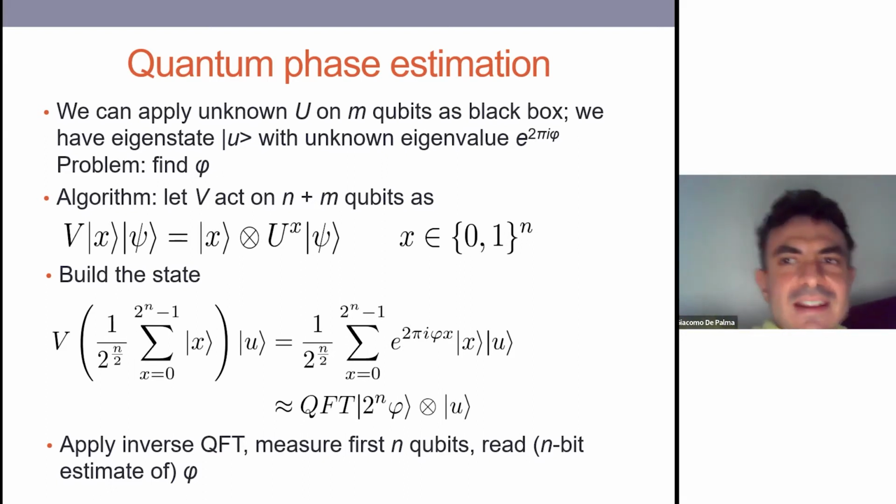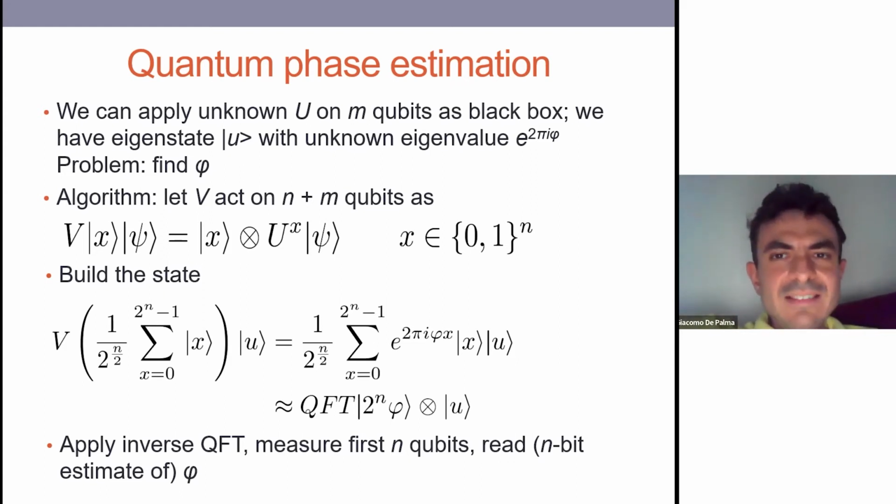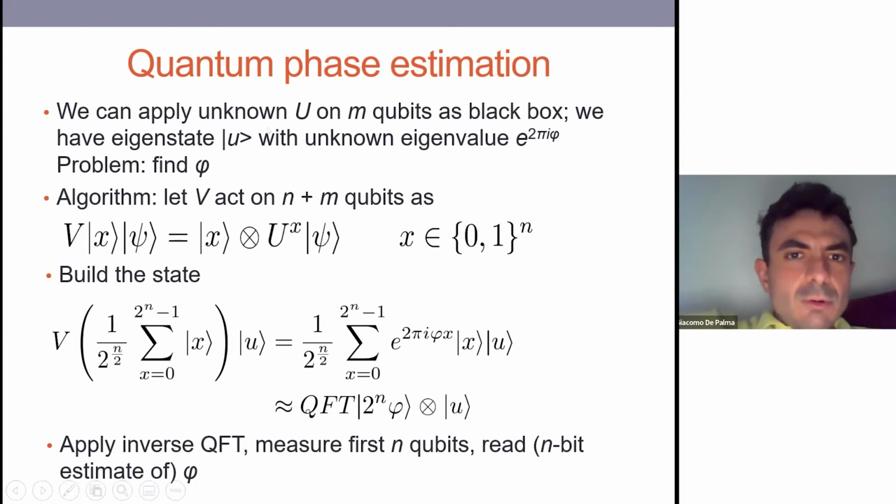So one of the main applications of the quantum Fourier transform is the quantum phase estimation algorithm, which I anticipated a few minutes ago. And the setup is the following. Let's say we have an unknown unitary operator U that we can apply as a black box, and U acts on m qubits.